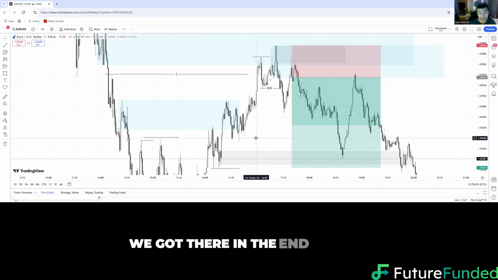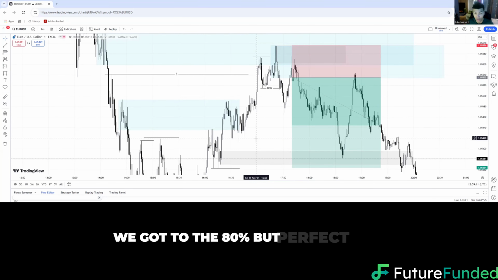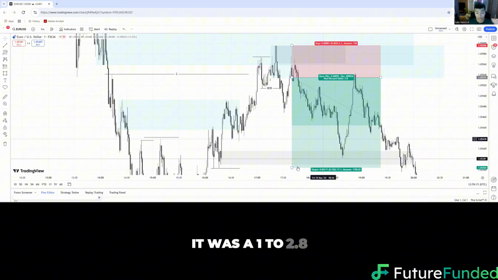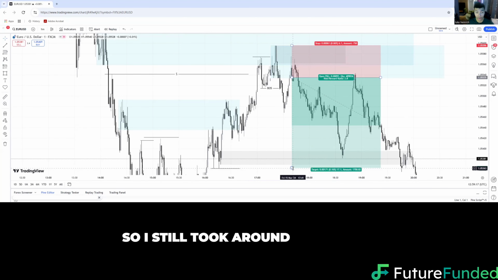We got there in the end. All right, we got to the 80%, but perfect. Still took out 80% of this trade. It was a 1 to 2.8. So I still took around about 1.82% off of this position.